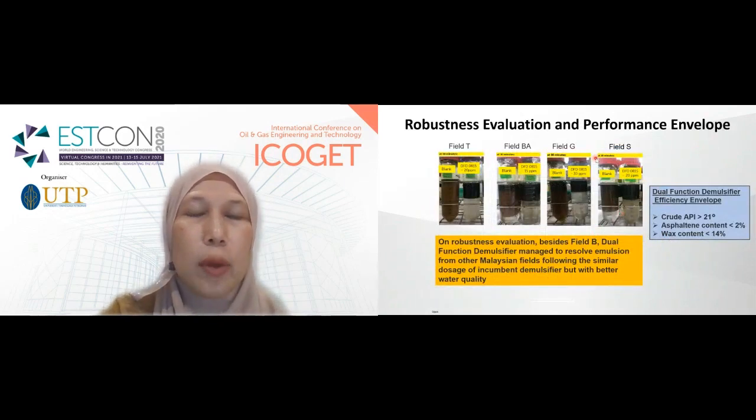In terms of robustness, we would like to see whether this demulsifier is robust. So we tested on emulsions from 4 other fields. We can see that besides field B, the dual function demulsifier managed to resolve emulsion from other Malaysian fields at a similar dosage to the incumbent demulsifier, but with better water quality. It can be seen clearly from this image.